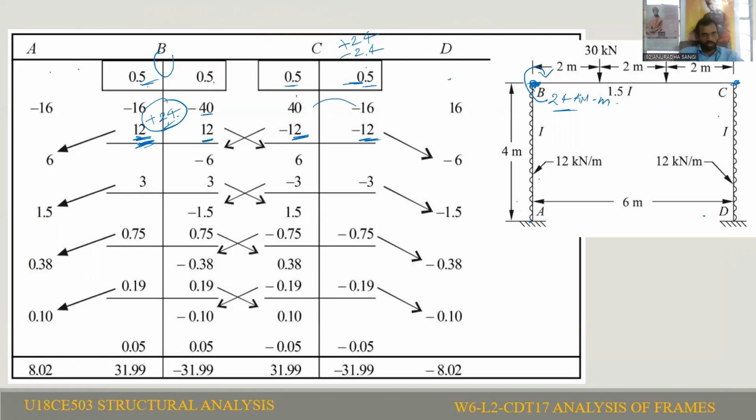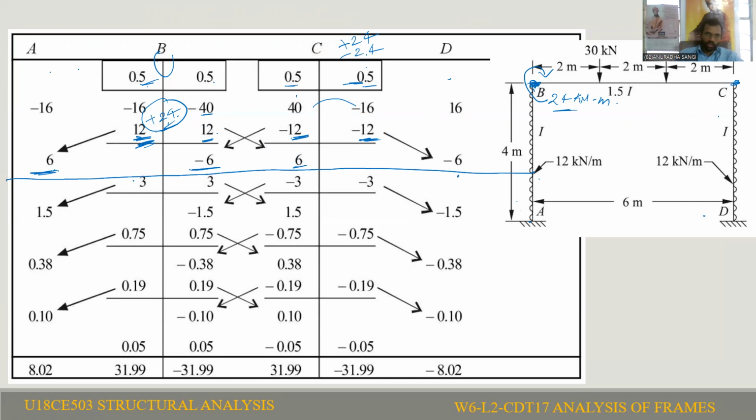Because of this application, half of the moment is carried to support A. That is 12 by 2, plus 6 kilonewton meter, transferred to A. This is called carryover. Similarly, minus 12 is carried to the C support and the D support. So with this, the first cycle is completed.